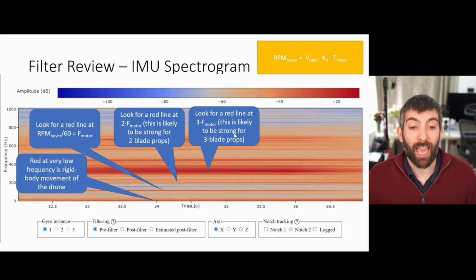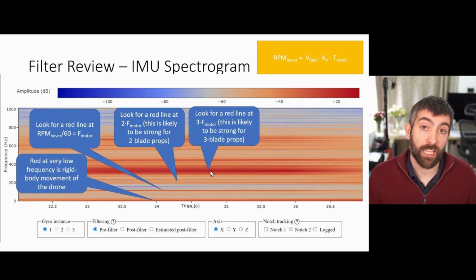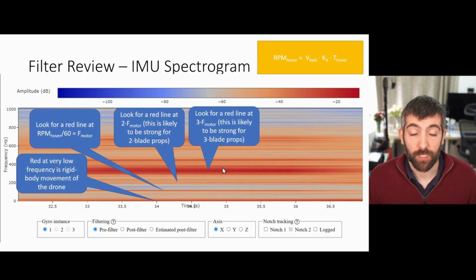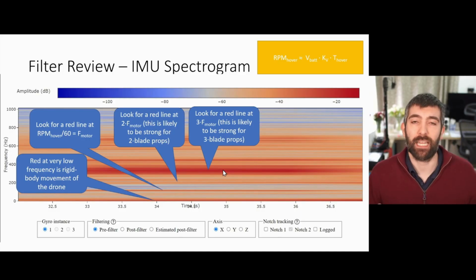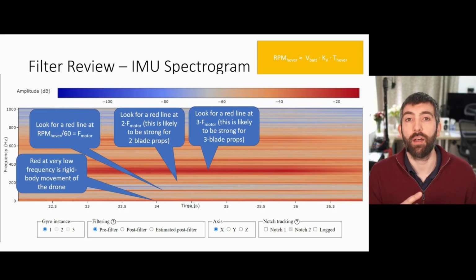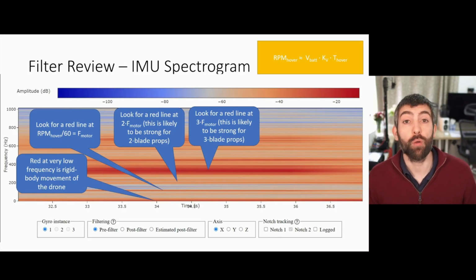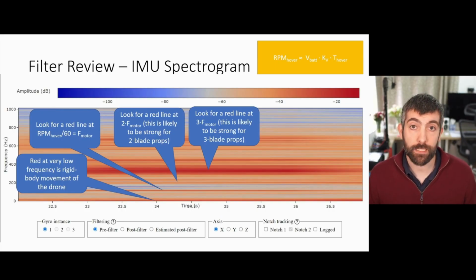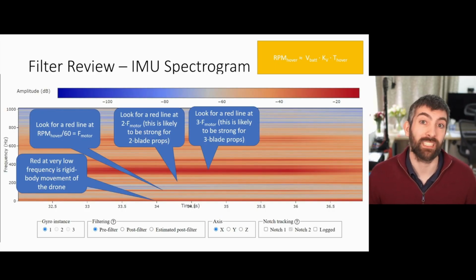Then we're going to be looking for a red line at 3 times the motor frequency. This is likely to be very strong if you're using 3-bladed props, but might be weak or nearly invisible if you're using 2-bladed props. And it's easy to understand why this might be. If you've got a 3-bladed prop, you have 3 blades passing over the arm, let's say, every rotation, so you're going to create a lot of vibration at 3 times the motor frequency. If you only have 2 blades on the prop, then the blades are passing over the arm twice per rotation, and so you get a lot of noise at twice the motor RPM.